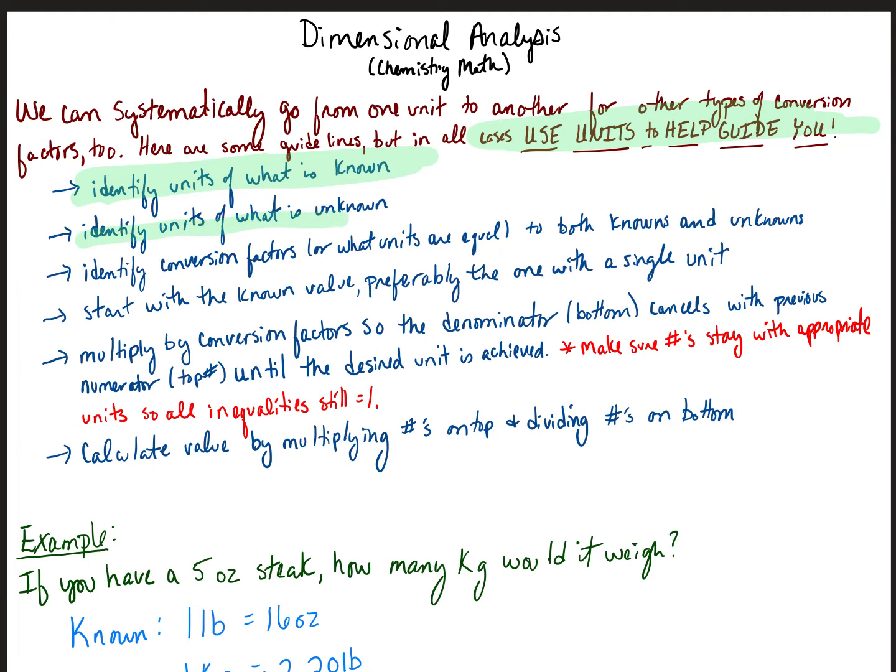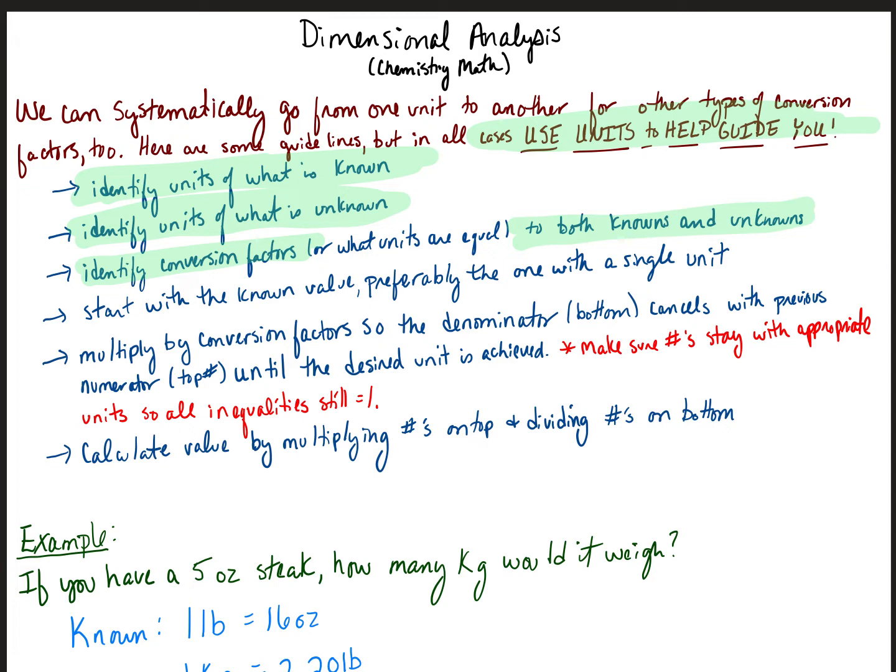So you need to identify what is unknown. I don't know how many grams I have. And we need to have conversion factors between those two. So that's what I mean. Identify conversion factors, or what units are equal. They're not always exactly equal. That's a whole different question, but you need to know what that is for both the knowns and the unknowns. And many times it's not just a conversion of something like grams to pounds. It's something that you have to know several different conversions for.